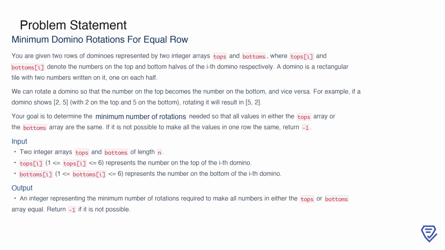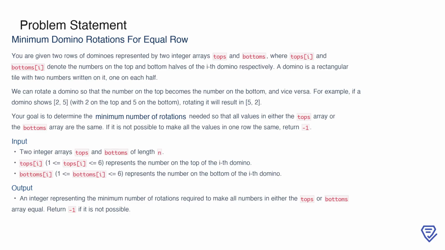This problem involves two rows of dominoes, represented by the integer arrays tops and bottoms. Each domino has a number on its top half and another on its bottom half, as described by tops[i] and bottoms[i]. For instance, if a domino shows 2, 5, rotating it flips the numbers to 5, 2.